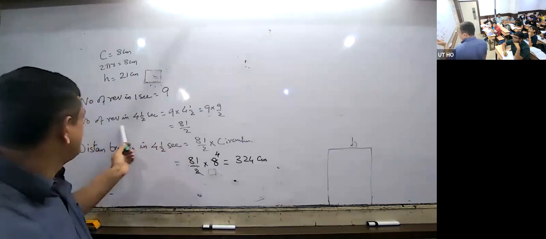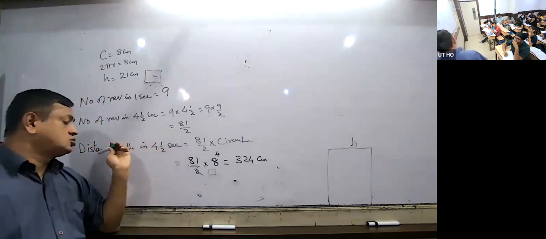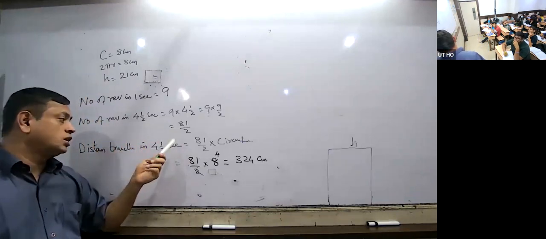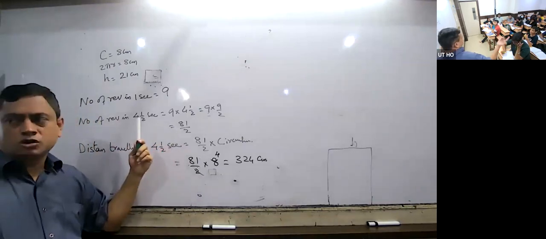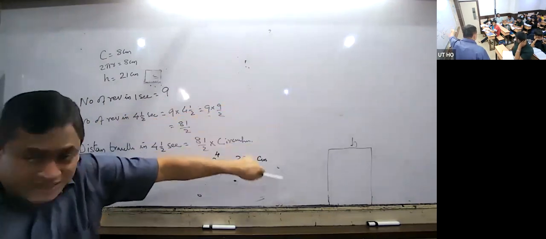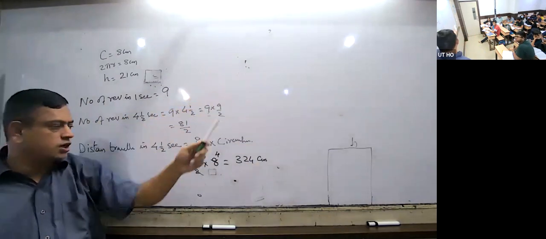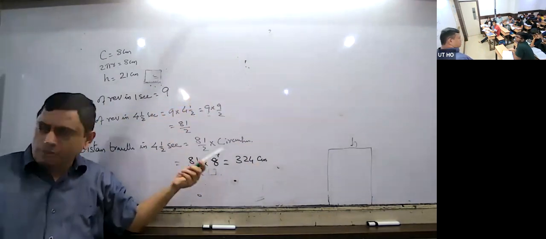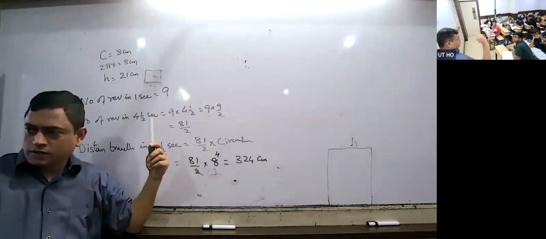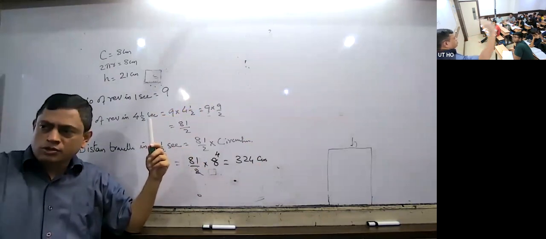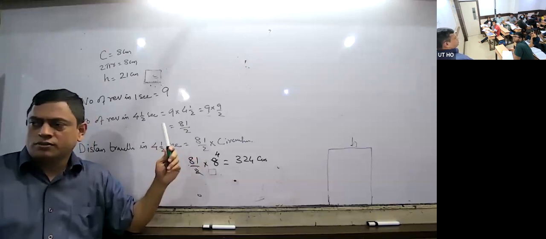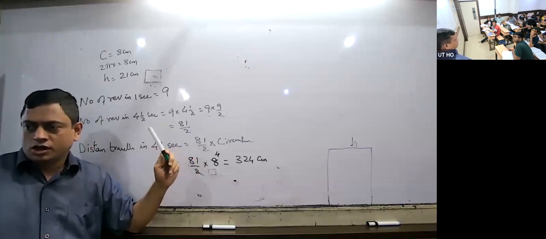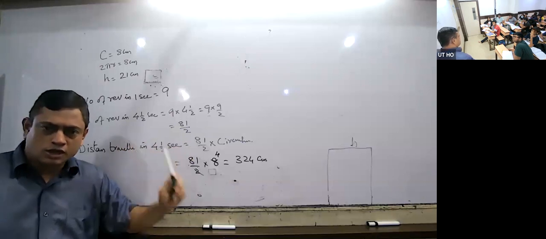How many distance in this one? Distance traveled in 4.5 seconds is 81 by 2 revolutions. One revolution is equal to the circumference. So 81 by 2 revolutions means 81 by 2 into circumference. You have written the first property now. One revolution is equal to circumference. So 81 by 2 is equal to 81 by 2 into circumference. Okay, that is the first condition you got.